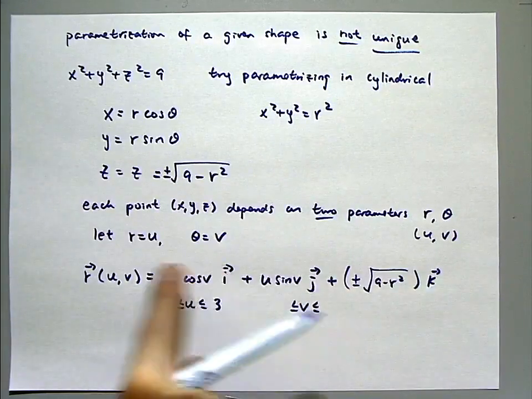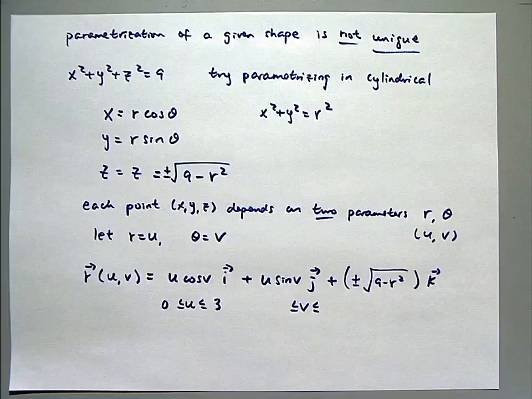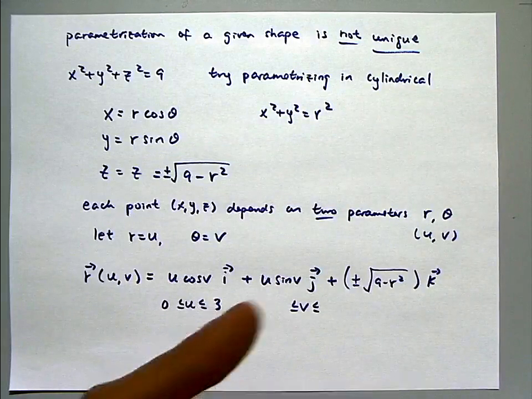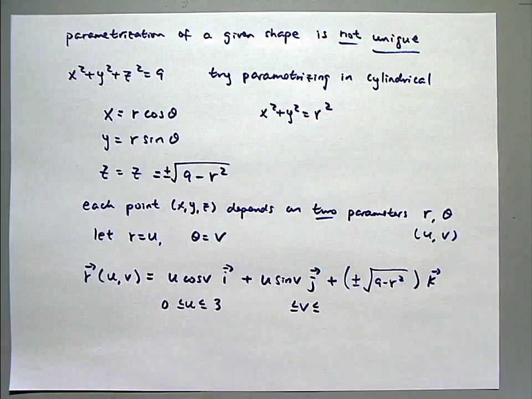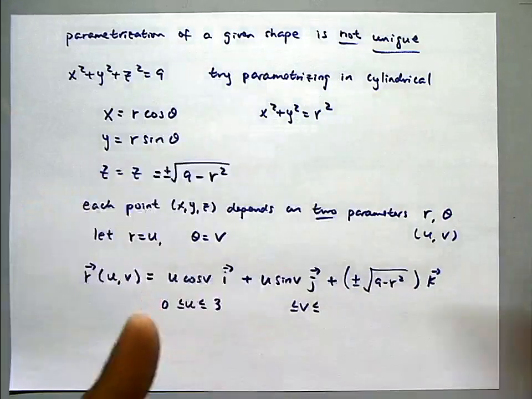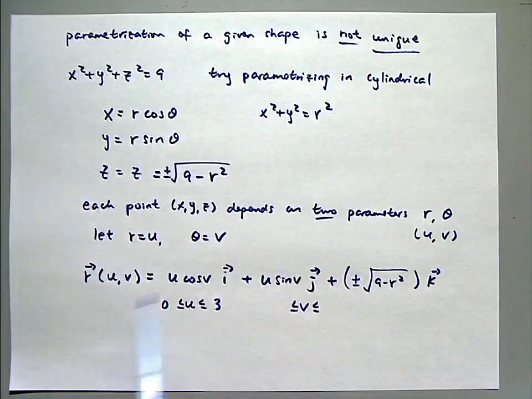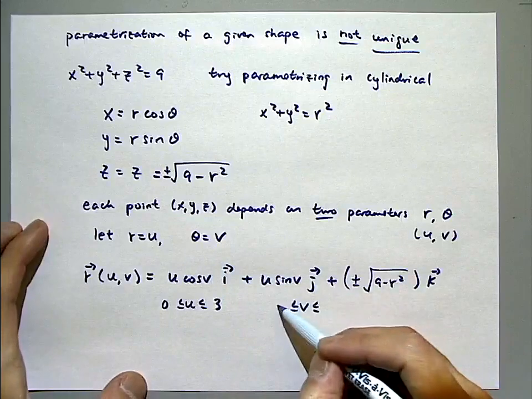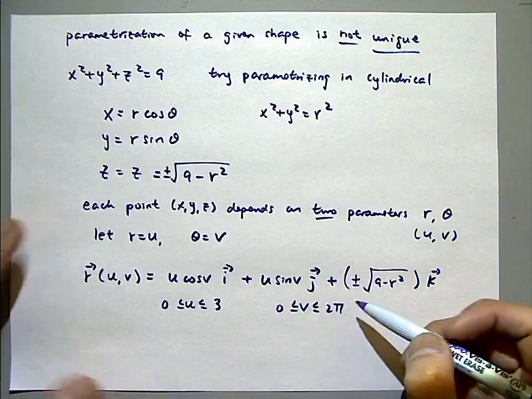So u, this is the cross section of that sphere, right? Each time you slice at a constant z, you get a circle that's no bigger than radius 3. If you slice near the top, you get a very small circle. But if you slice at the equator, you get a circle of radius 3. So each slice will produce a circle of anywhere between radius 0 to radius 3. And v is our theta. Theta is standard polar stuff, 0 to 2 pi.